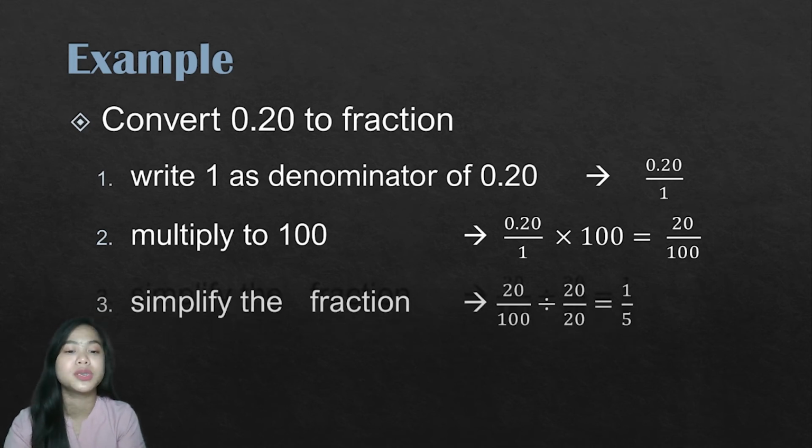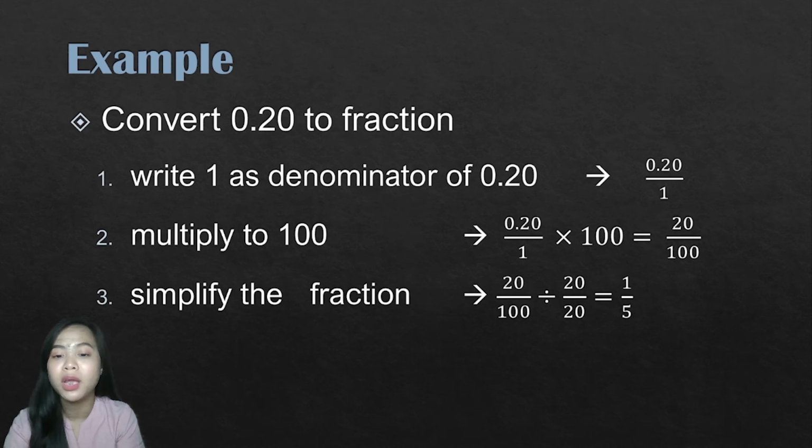And lastly, we just simplify the fraction. How can we simplify this product fraction? So we just divide the numerator and denominator by 20, so that is the GCF.